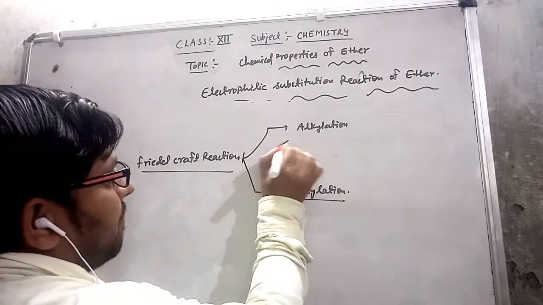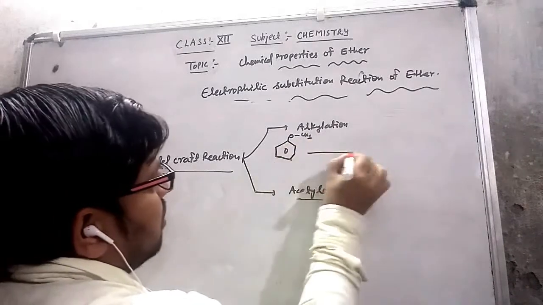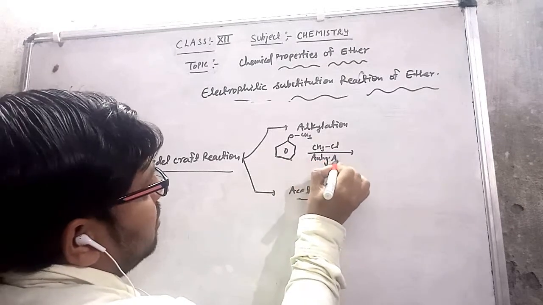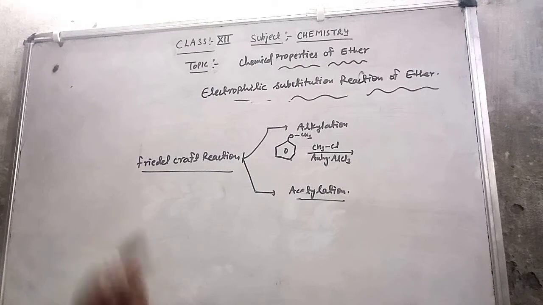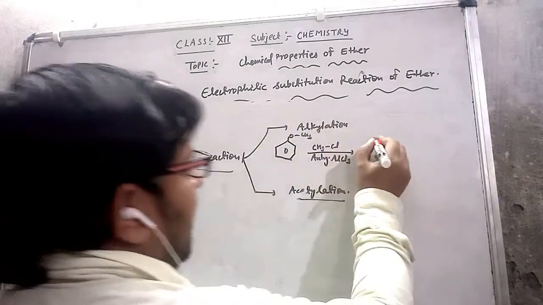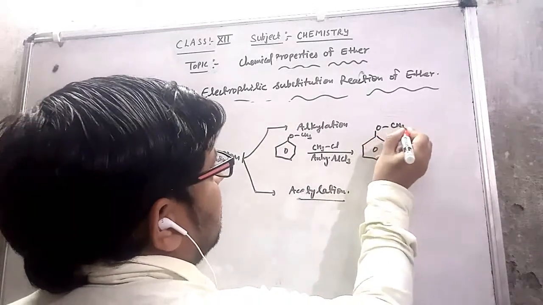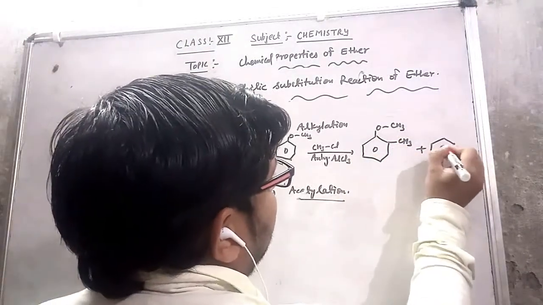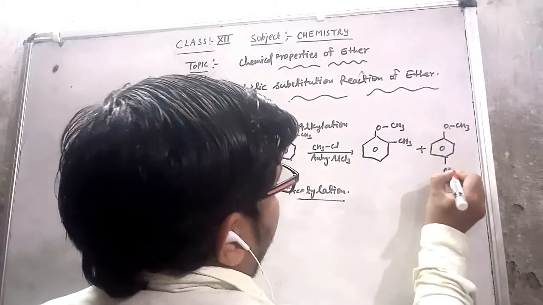AlCl3. Suppose this is OCH3, anisole, reacted with CH3Cl in the presence of anhydrous AlCl3. Now that will be at the ortho and para positions. So one CH3 will substitute the hydrogen, which reacts with Cl to release HCl. So that will give us this: OCH3 with CH3 at ortho, or the second one, OCH3 with CH3 at the para position.